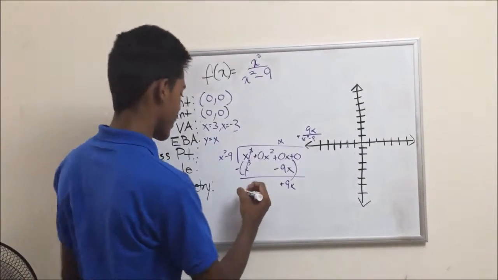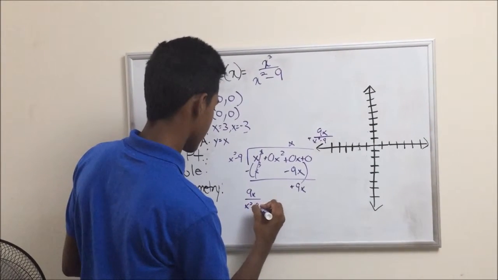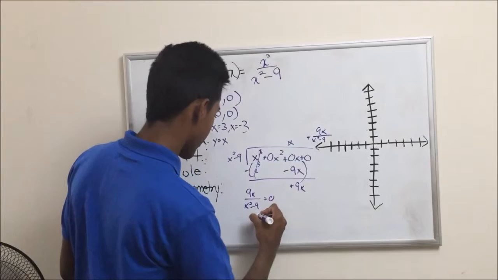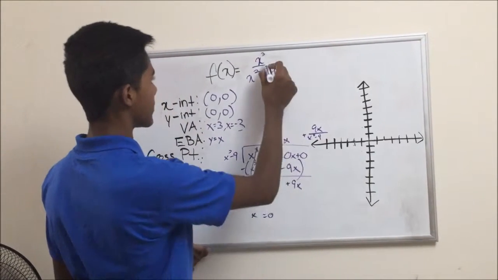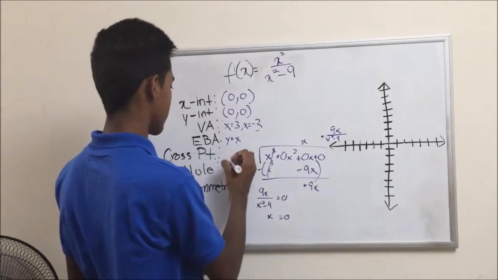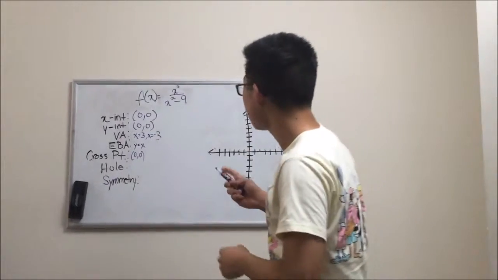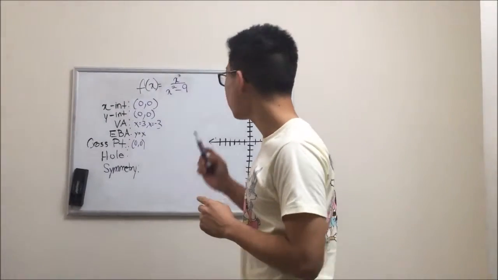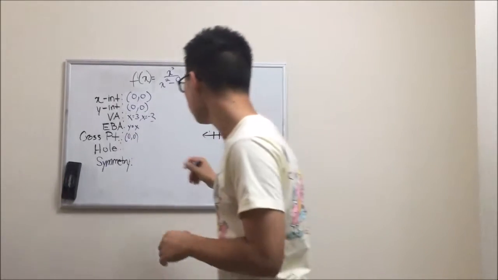Now for the cross point, I would set the remainder of the equation equal to 0. If I do this, then I get the answer x equals 0. And if I plug in 0 into the original equation, I also get 0, which means the cross point is at 0, 0. As you can see, it's pretty obvious that there is no factor that's similar between the numerator and denominator, so there's no hole.